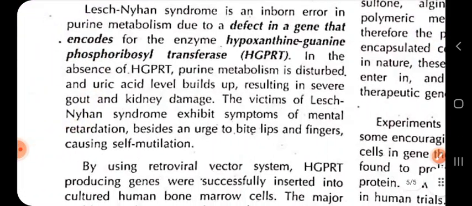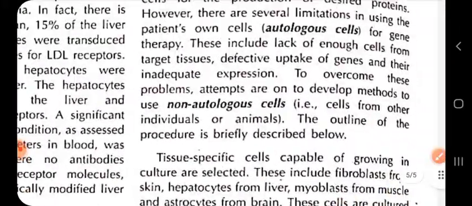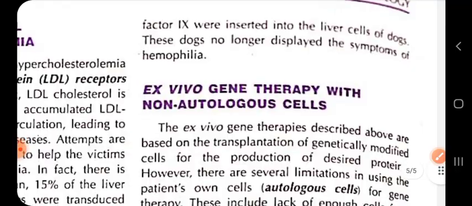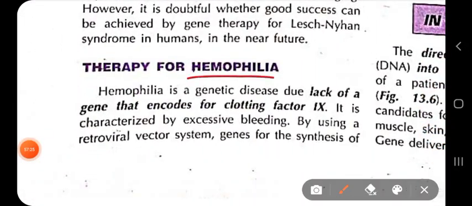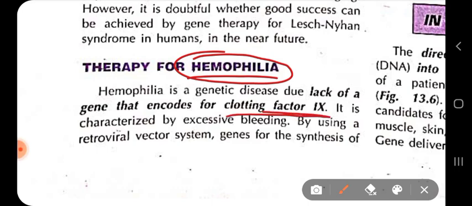So these were all about ex vivo gene therapy in treating various diseases. There is also another thing, hemophilia. Okay, we can also treat hemophilia patients by this ex vivo gene therapy. Well, hemophilia occurs due to the non-function of this protein called clotting factor 9.